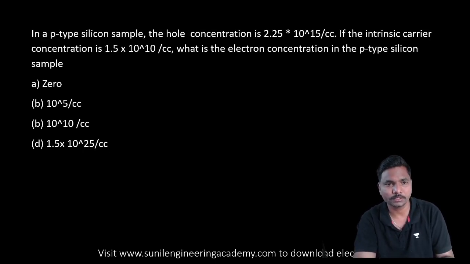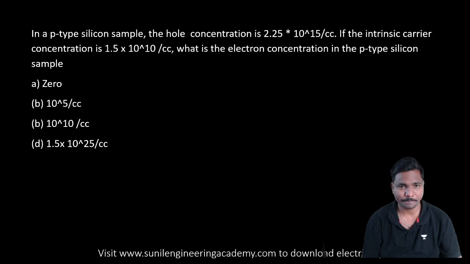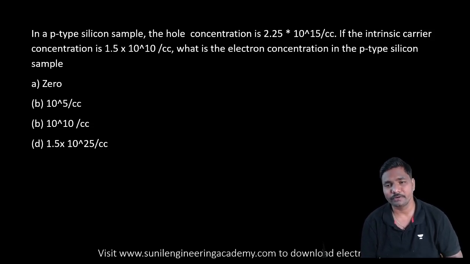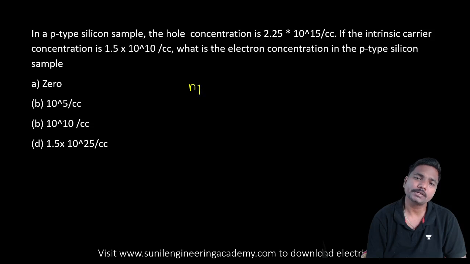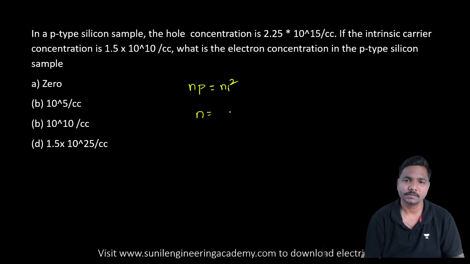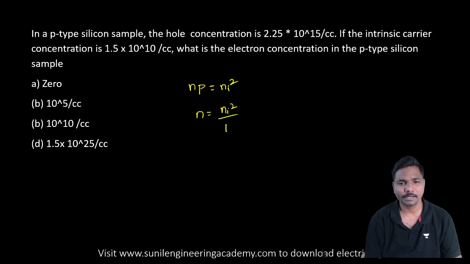Coming to the next question. In a P type silicon sample, the hole concentration is given as 2.25 into 10 power 15 per cubic centimeter. If the intrinsic carrier concentration is 1.5 into 10 power 10, what is the electron concentration? So NP is equal to Ni square now. So we want electron concentration. N is equal to Ni square by P.